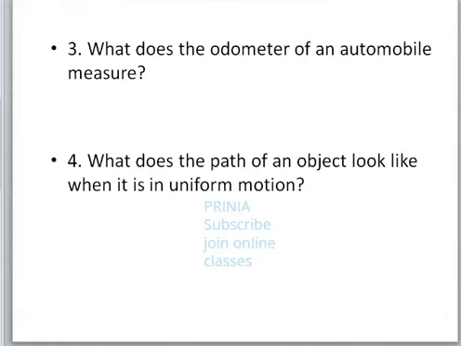So we'll move to the next. What does the odometer of an automobile measure? It measures the total distance. Okay, what does the path of the object look like when it is in a uniform motion? So when the object is in the uniform motion, it covers equal distance in equal intervals of time. So it looks like that.